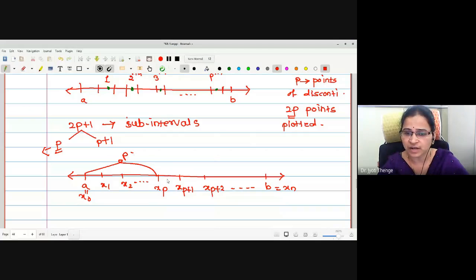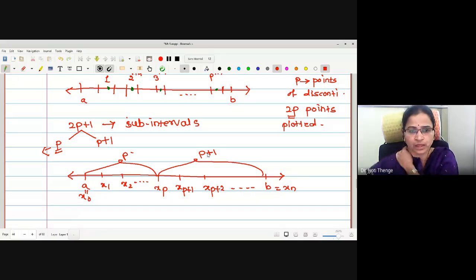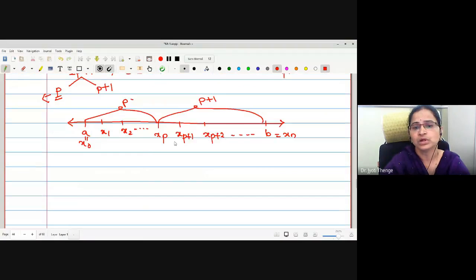How many subintervals are remaining with us then? P plus 1? Correct. Now, if I'm collecting the points of discontinuity in the first p subintervals, may I say the function is continuous over the remaining p plus 1 subintervals?